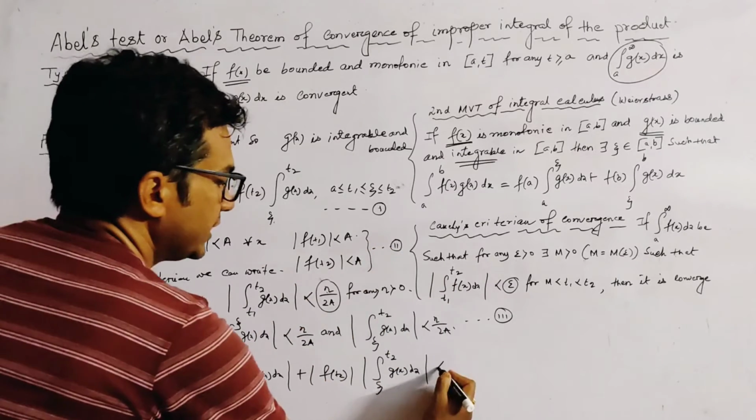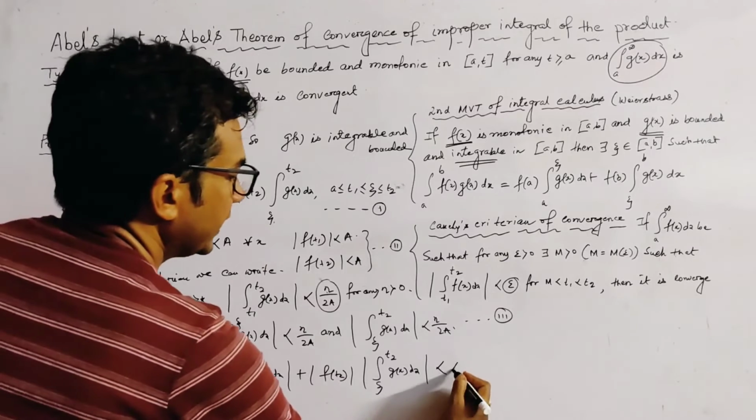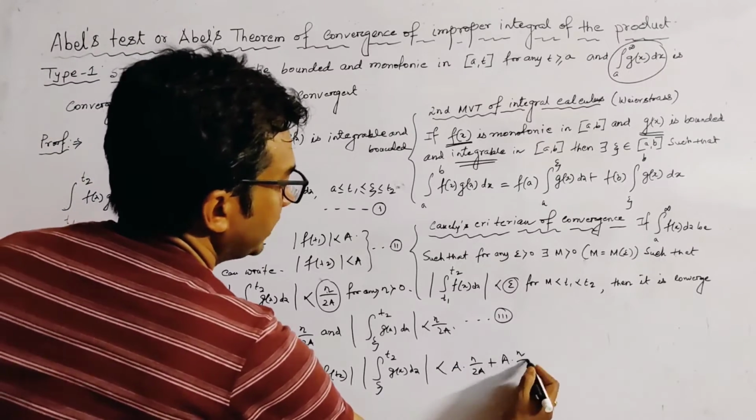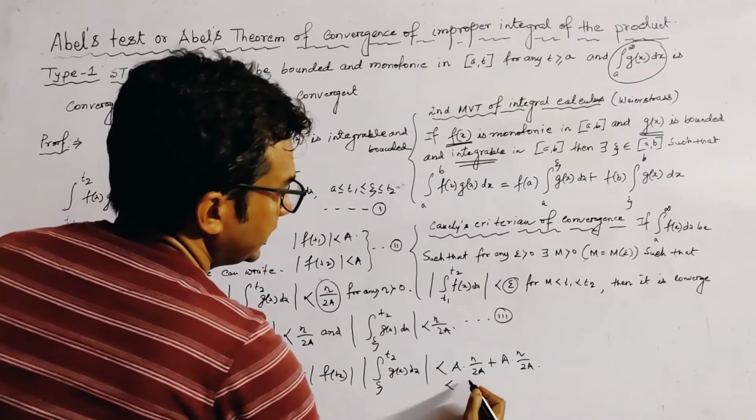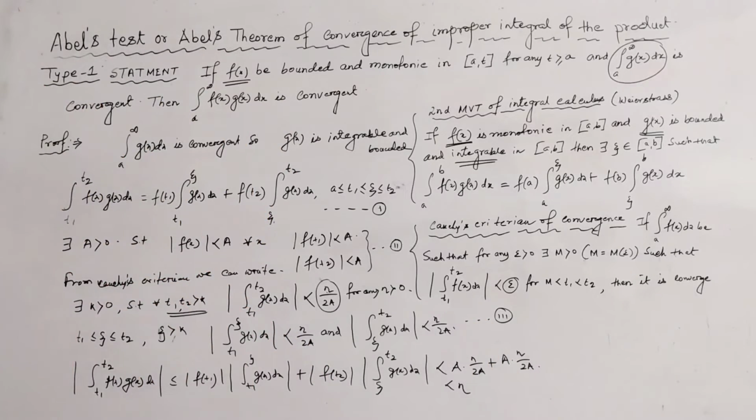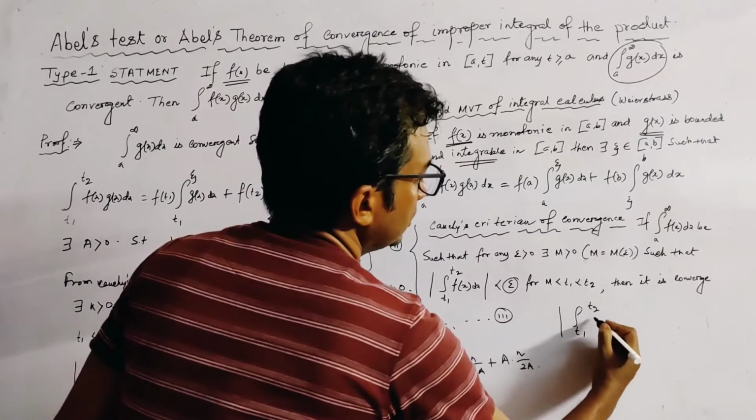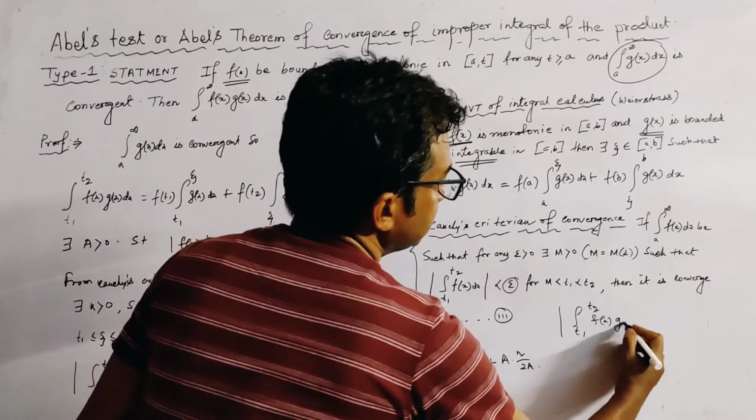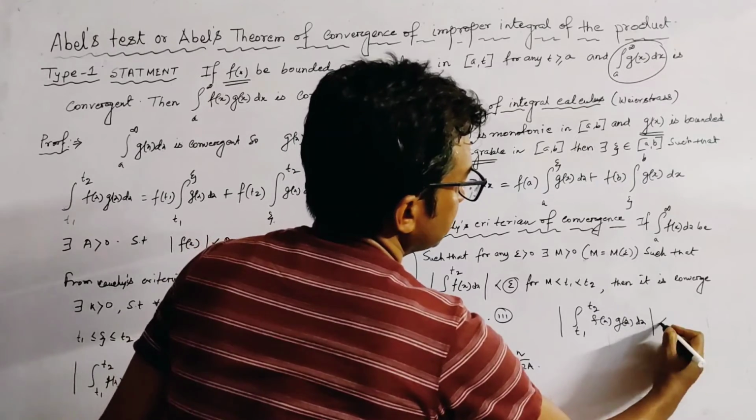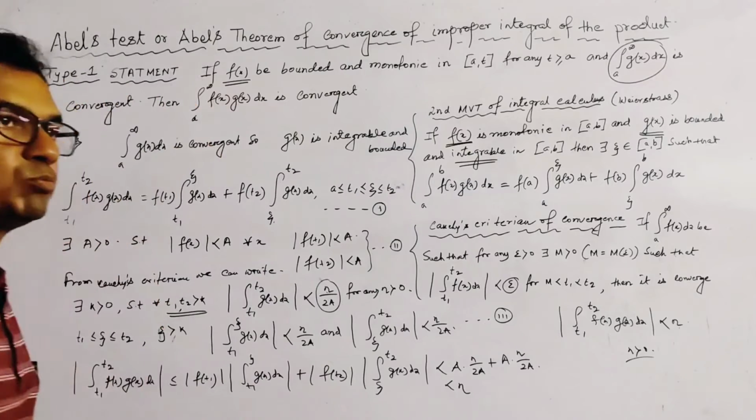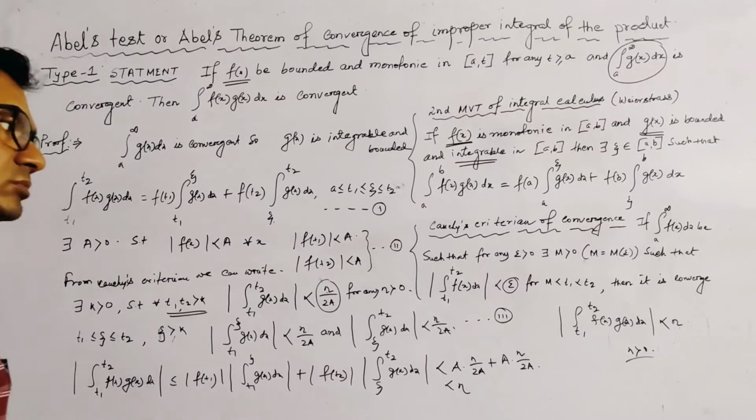We get the relation as less than a into eta by 2a plus a into eta by 2a. This is less than eta, right? So we get integration t1 to t2, and we write here the final condition: integration t1 to t2 f(x) g(x) dx less than eta, where eta is an arbitrary small number greater than 0.